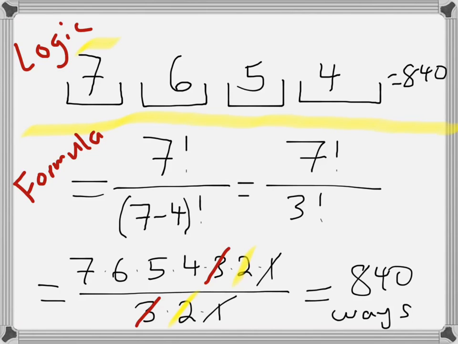So first seat, 7 friends. Then there's only 6 friends left to choose from for the next seat. Then 5 are left, then 4 are left, and then there's no more seats. Multiply them all together, you get 840. The other way to do this, take 7 factorial over 7 minus 4 factorial, which is 7 factorial over 3 factorial, and I want you to see the connection between these two.